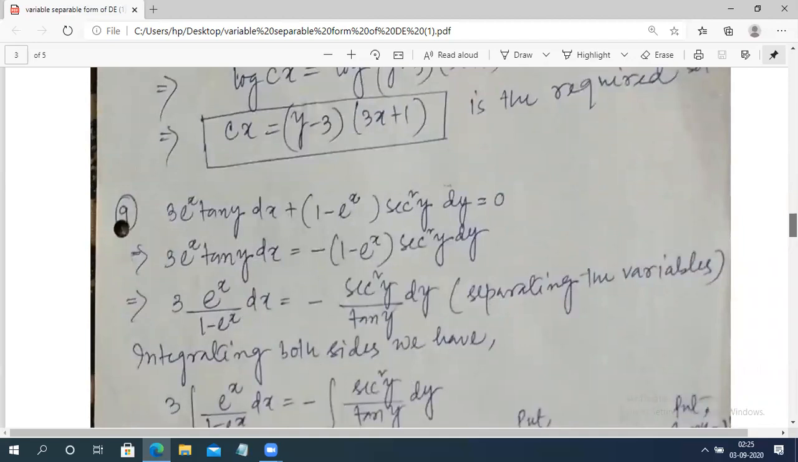Is it clear now? Now let's have a look at the next question.